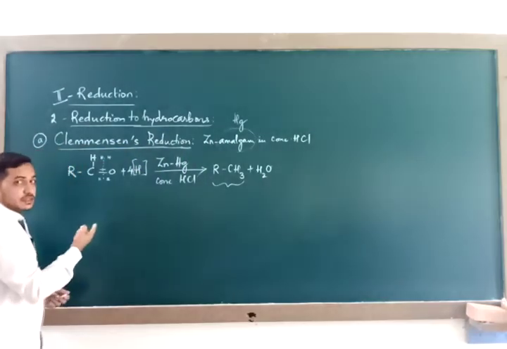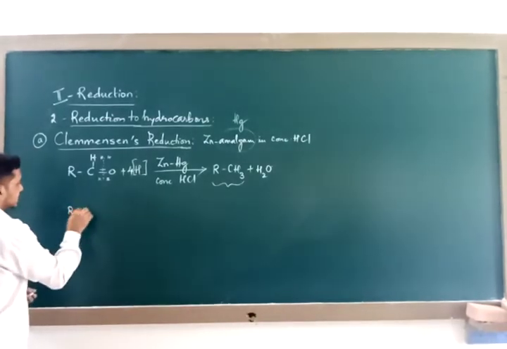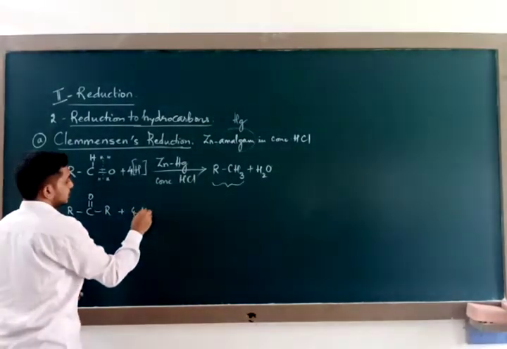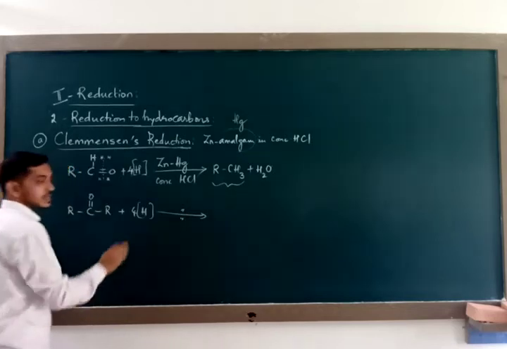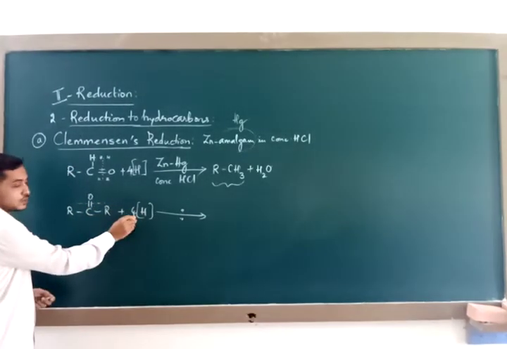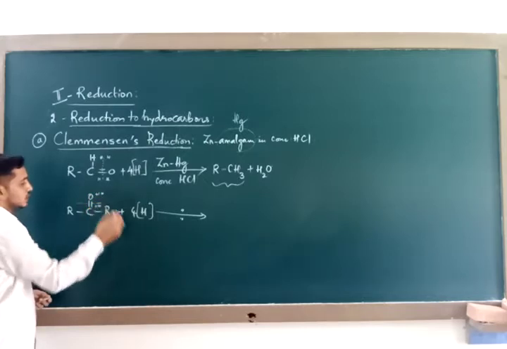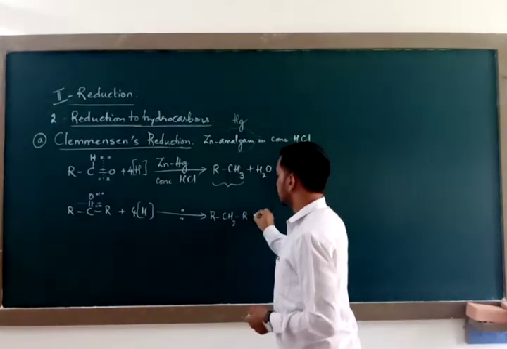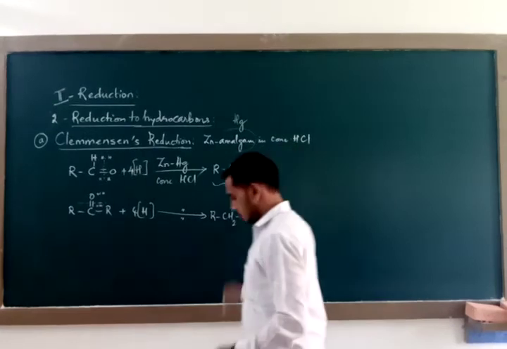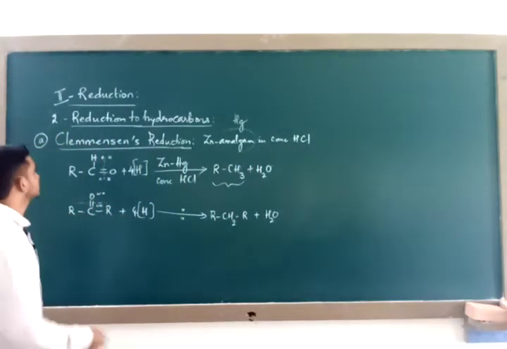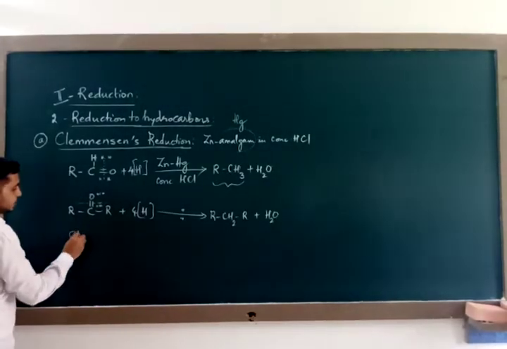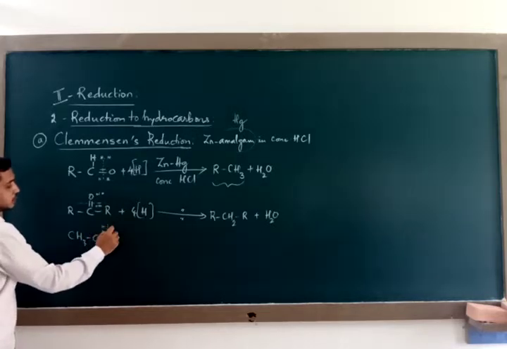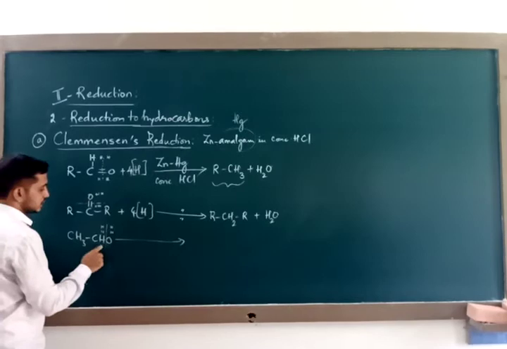If the same is given for a ketone, say RC double bond OR, then under same conditions you break bonds here, you need 4 hydrogens, 2 hydrogens here, 2 hydrogens on the other side, then the product will be RCH2R plus H2O. You can try these with specific examples, like if it is an aldehyde, then you take CH3CHO, break here, add 2 hydrogens here, 2 hydrogens here, the product will be CH3CH3.